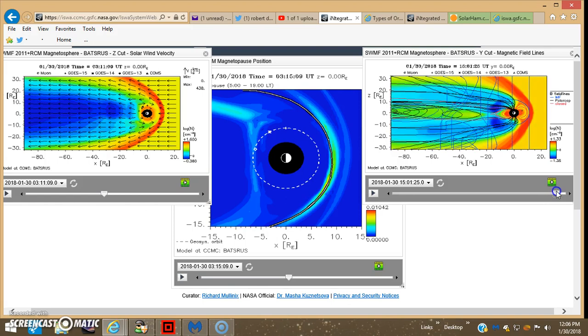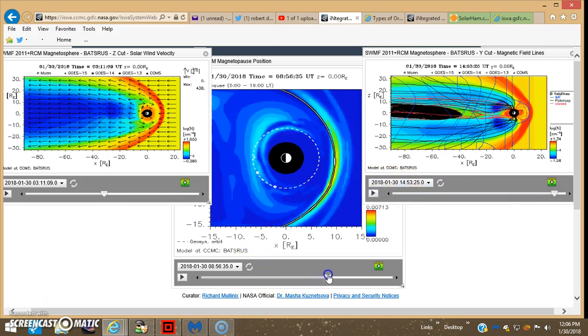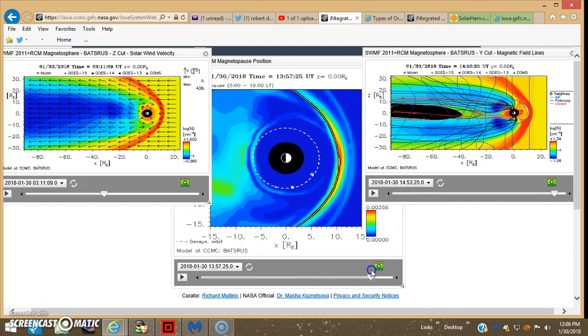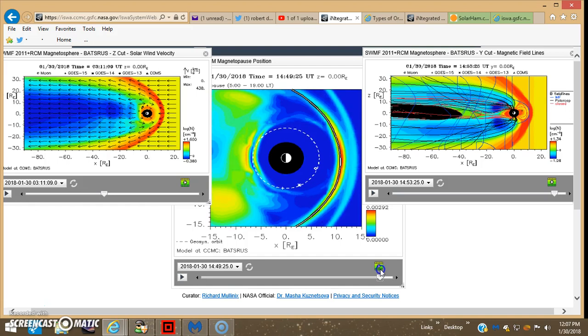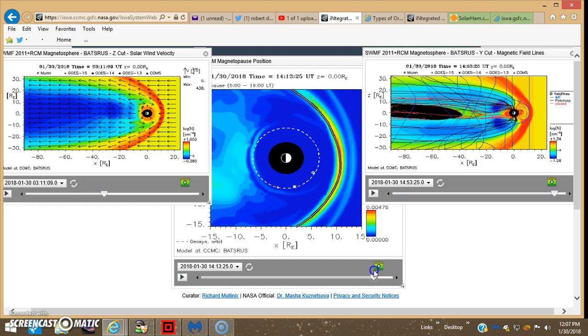So anyway, look at that. There's another big discharge, 1453. Let's see what it looks like up here. 14. See all the energy building up behind the Earth?